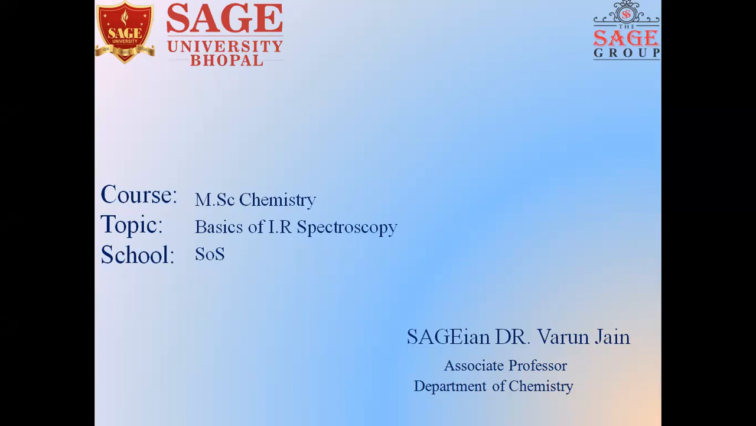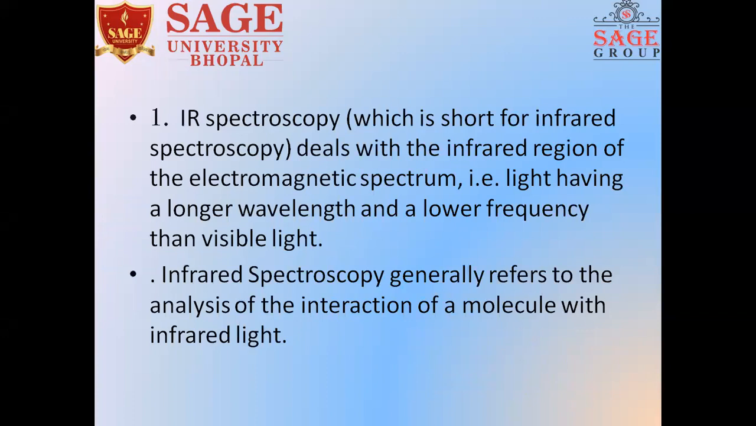Today we will discuss the basics of IR spectroscopy. First, we will get to know what IR spectroscopy is. IR spectroscopy, or infrared spectroscopy, deals with the infrared region of the electromagnetic spectrum, that means light which has a longer wavelength and lower frequency than visible light. Infrared spectroscopy generally refers to the analysis of the interaction of molecules with infrared light.